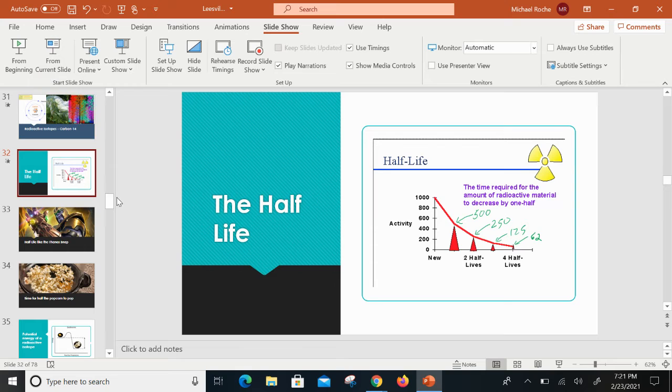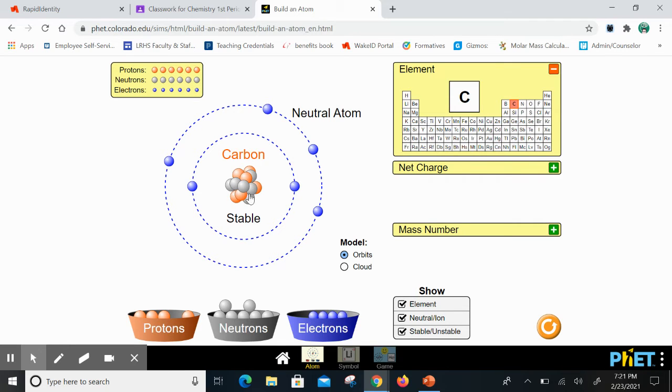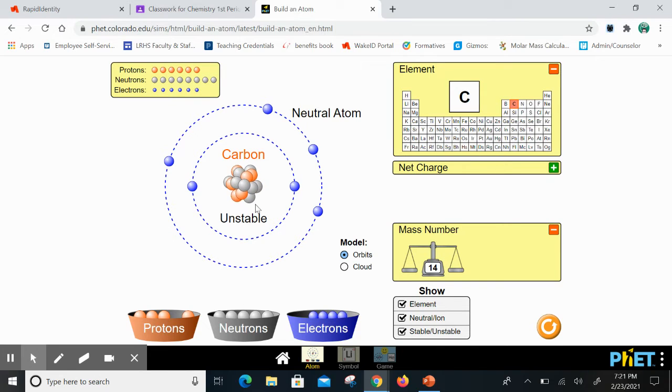So let's take a look here at what we're talking about when we say something's unstable. Here's a stable carbon 12 atom. The mass number is 12. If I add some neutrons, now the nucleus becomes unstable. And because of that, it wants to do something to become stable.